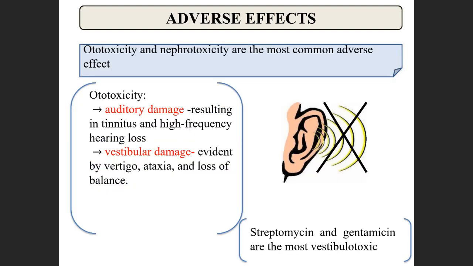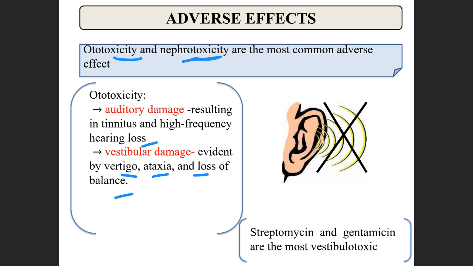And what are the adverse effects? There are a lot of adverse effects seen with aminoglycosides. The most common adverse effects seen here are ototoxicity, the problem with hearing, and nephrotoxicity, with the kidneys. These are the adverse effects. So what is ototoxicity? The auditory damage resulting in tinnitus and high frequency hearing loss, and vestibular damage evident as vertigo, ataxia, and loss of balance. So what happened?